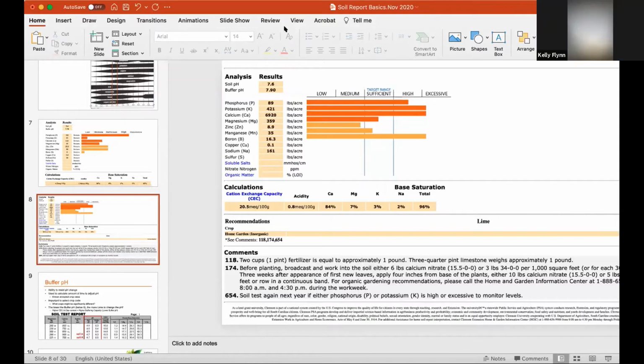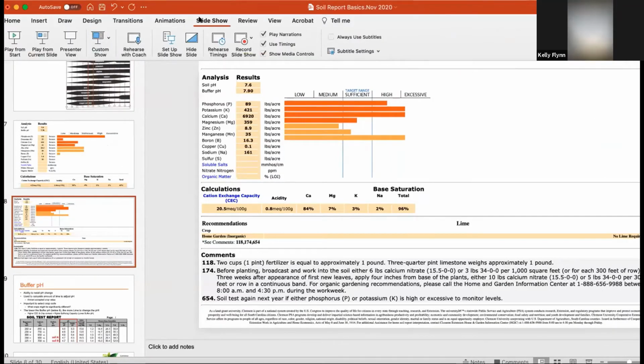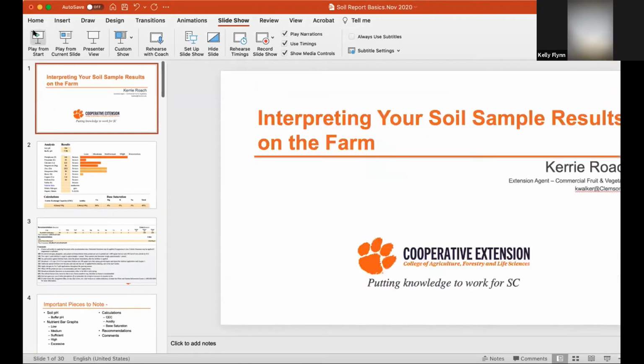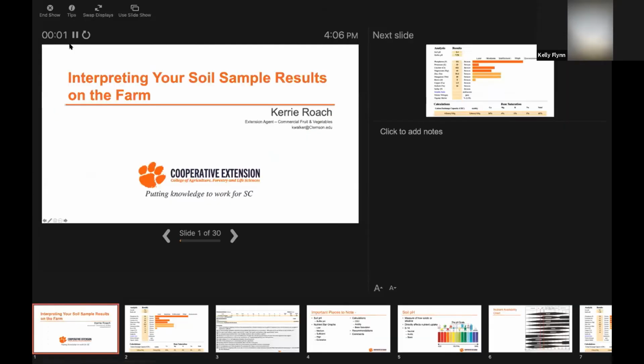While you're pulling up your presentation, Kerrie, Lynn made a comment that the Clemson Extension Helpline is also available to pull up your soil test results and help you look through them and interpret them. You'll probably talk about that a little bit in your presentation, but thanks, Lynn, for that comment.